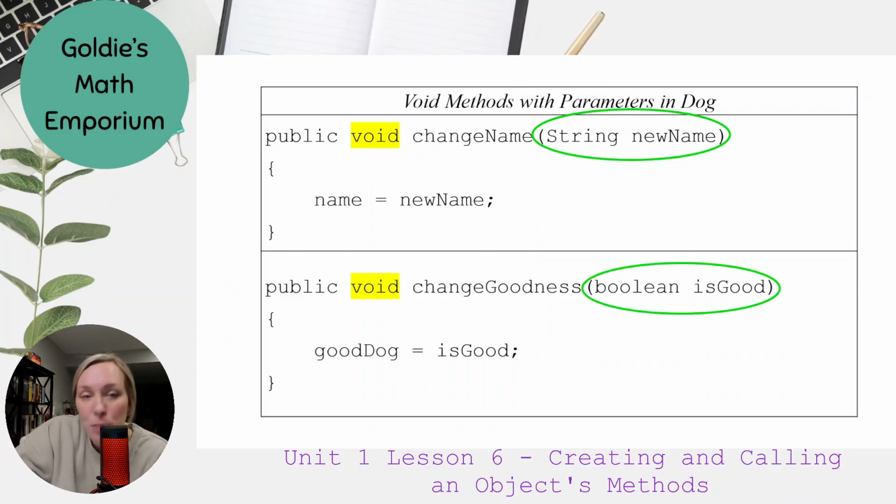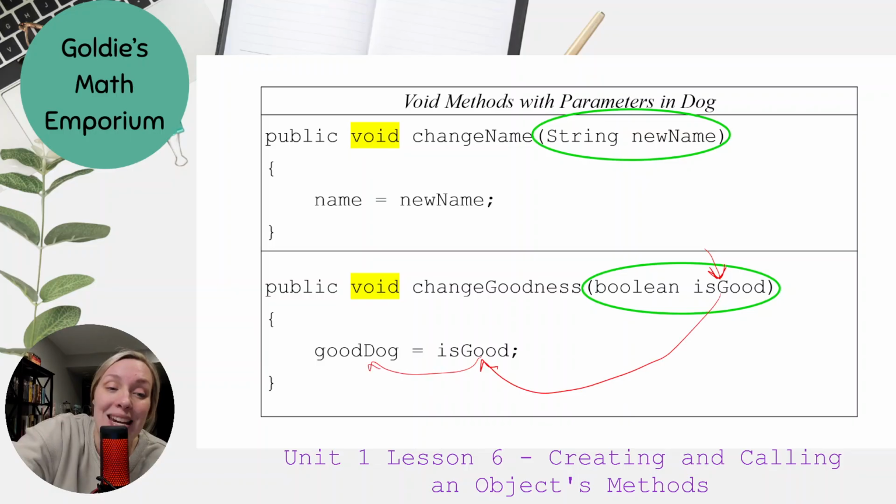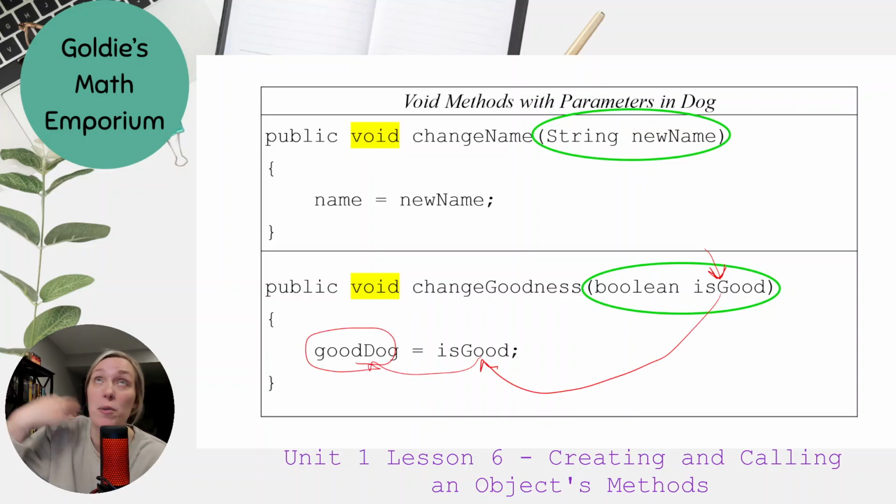I'm going to pass it a Boolean value. Whatever I pass it, the data is going to be called isGood. And then it's going to be used as a placeholder to eventually go inside and change that instance variable goodDog for whatever dog I'm calling on. Okay, so both of these are void methods with parameters.